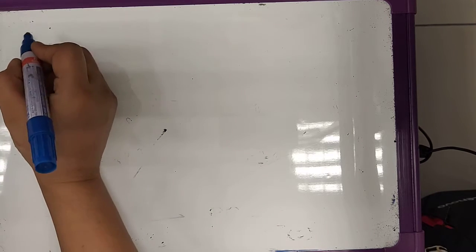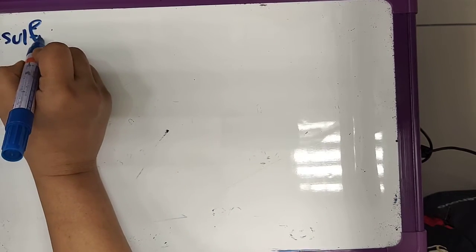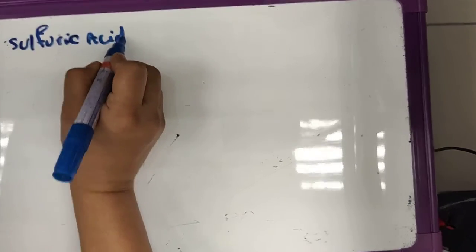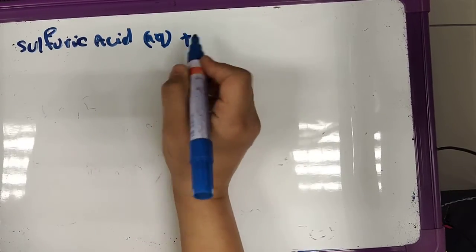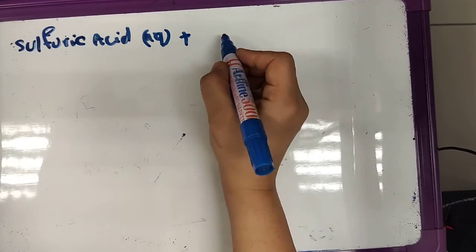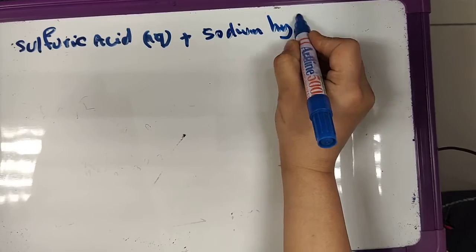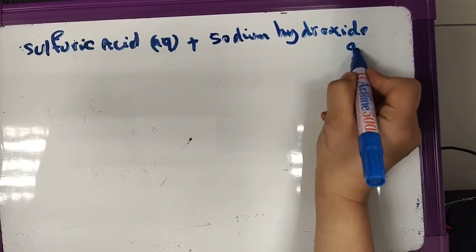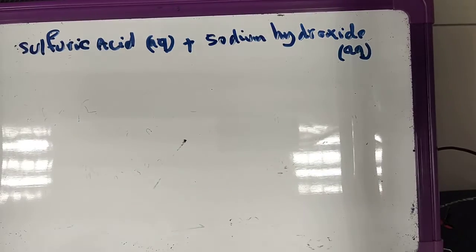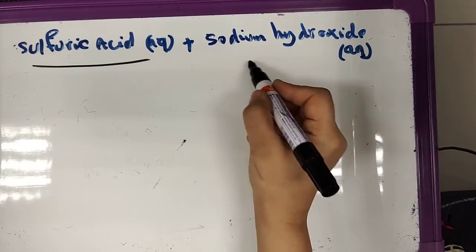I'll give another example to you. This is an example of an acid and base reaction. When the acid is strong and the base is strong, this is also a double replacement reaction, and also a neutralization reaction. So here we have aqueous sulfuric acid, AQ, plus the aqueous sodium hydroxide, AQ. The first thing you have to do is write and find out the formula of each of these compounds.